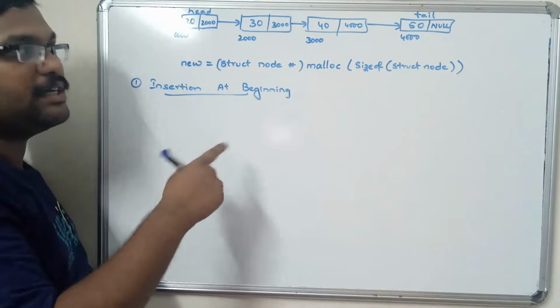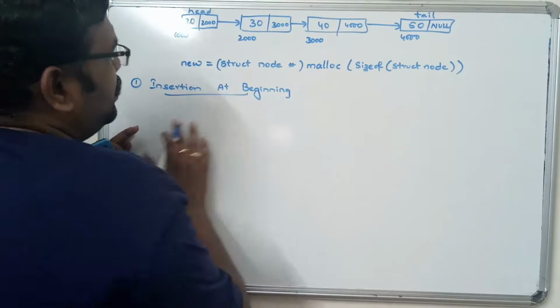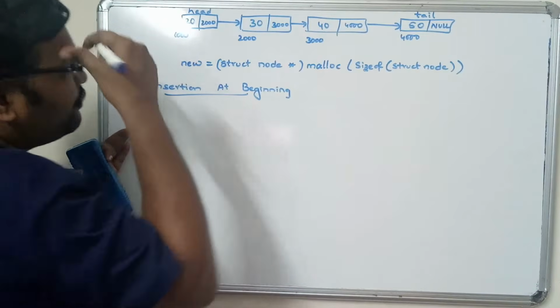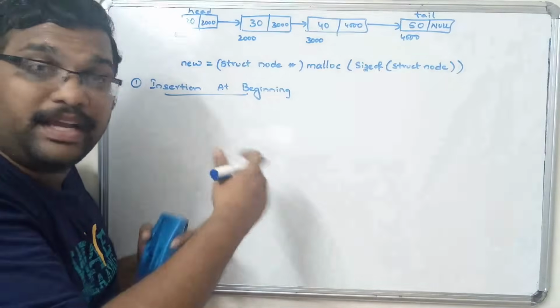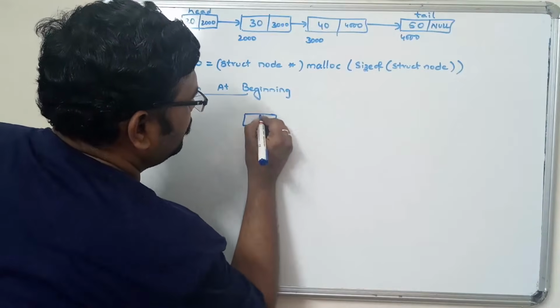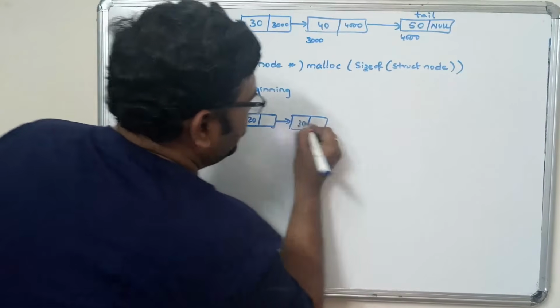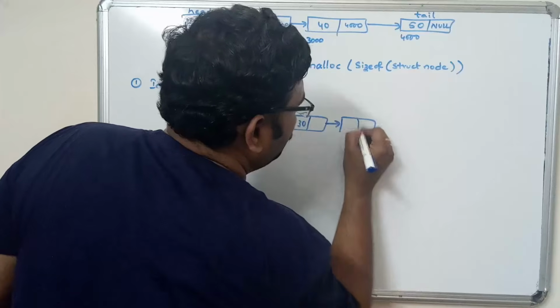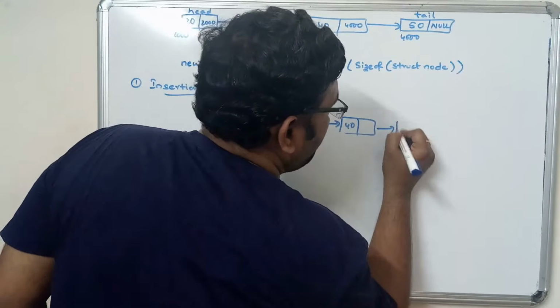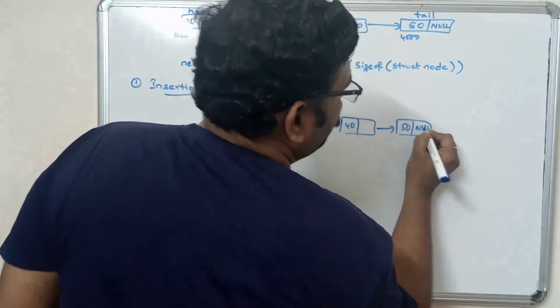Right. Insertion at the beginning. Now, first let us write the output so that we can easily identify. So 20, 30, 40, 50. This is the last element, so null.